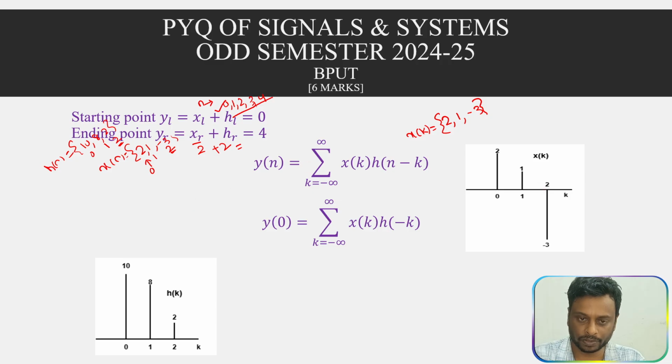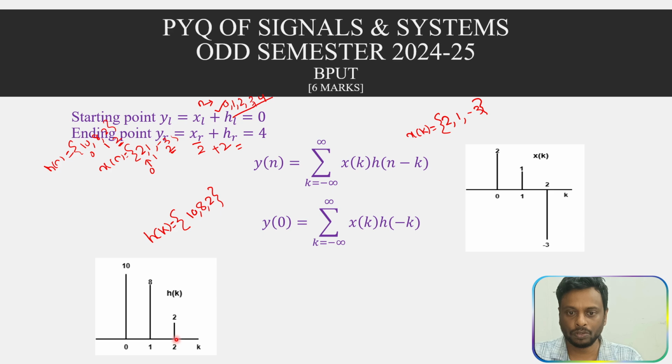So h of k, what is h of k? So h of k equal to 10, 8 and 2. So at 0, the value is 10. Okay. At n equal to 1, the value is 8. And n equal to 2, the value is 2. So this is our h of k.